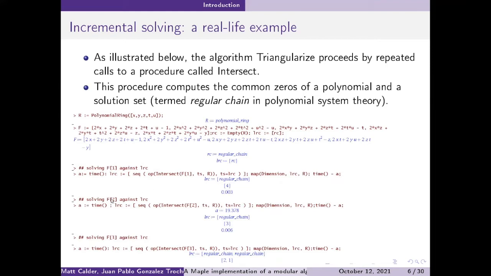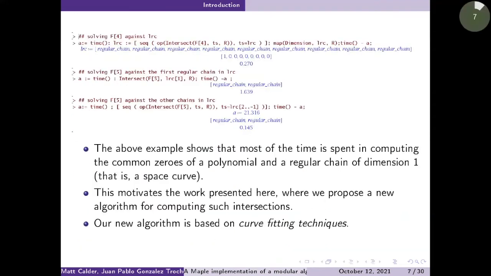Now we take f2. We compute the intersection between f2 and the previous regular chain. We get a regular chain here. Now with f3, when we compute the intersection between f3 and the previous regular chain, we get back 2 regular chains, one in dimension 2 and one in dimension 1. If we continue with this process, with f4, when we compute the intersection between f4 and the previous regular chains, we get back 8 regular chains here, as you can see. The first regular chain is of dimension 1 and the other ones are of dimension 0.